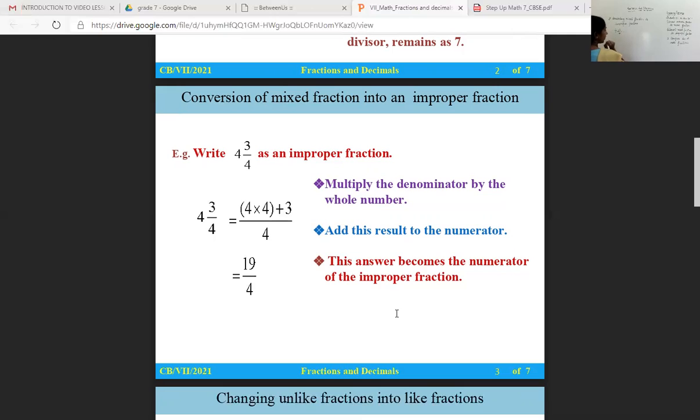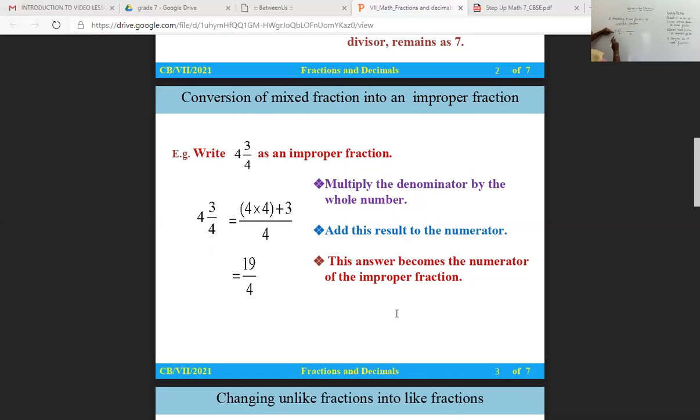We have one more rule, that is, the divisor remains as it is. It's not going to change. When you convert a mixed fraction to an improper fraction, or an improper fraction to a mixed fraction, the divisor remains the same. So that is 4 as it is. Now, what is the next step?